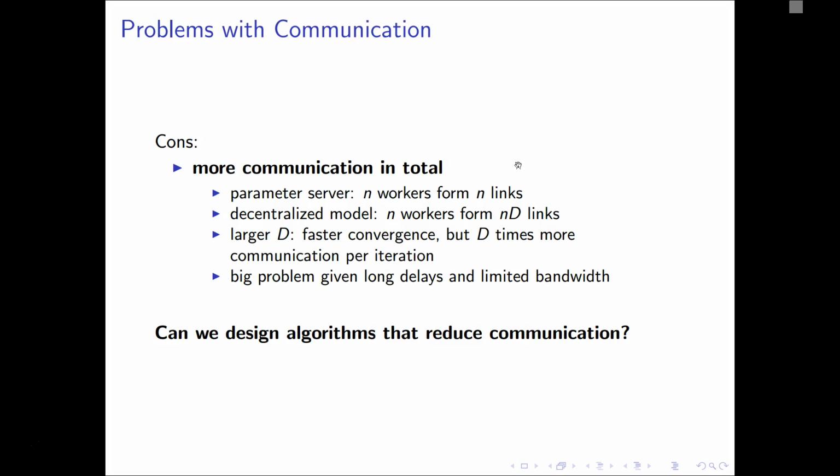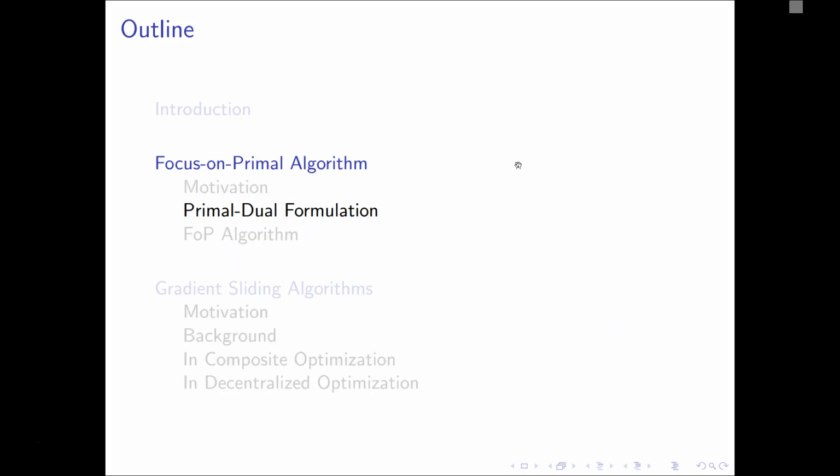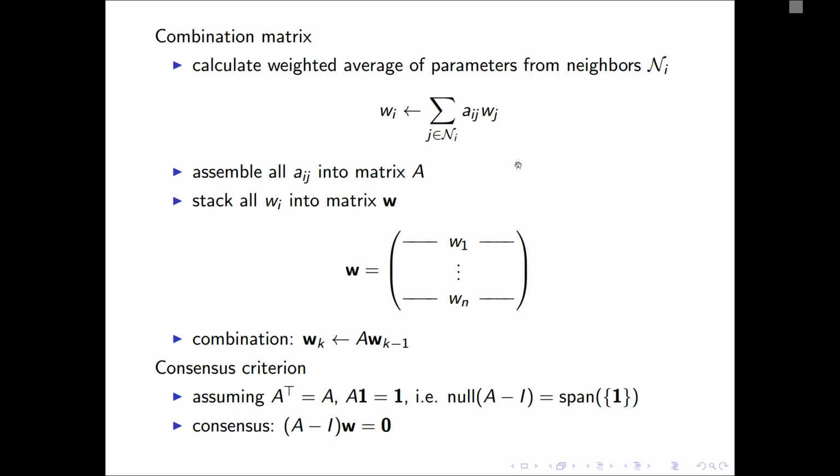Another thing is, in theory, we can prove that if you have larger degrees, like larger d, so that each node has more neighbors, then you have faster convergence. However, that means d times more communication per iteration. And that could be a big problem when you have long delays and limited bandwidth on your communication. So can we design algorithms that reduce communication? We first talk about this primal dual algorithm.